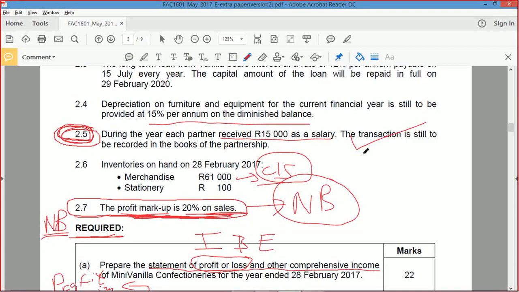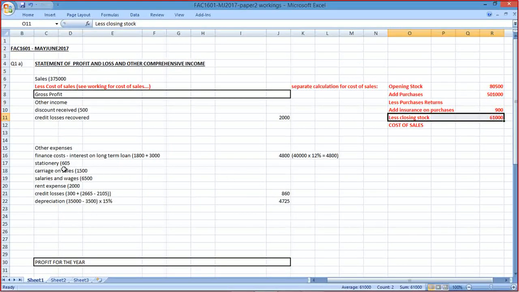Okay. What else do I have? Stationery. Okay, do I have stationery left over? Yes, so that's the leftover amount. Do you agree? So if it's left over, is the stationery too high or too low?